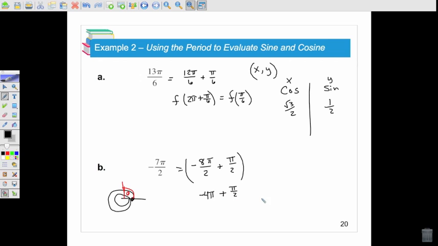So really all I have to ask myself is, because this doesn't matter anymore, because it just landed me at the initial side, what are the sine and cosine values at pi over 2? Well, that's actually one of the easiest ones. Cosine relates to the x, sine relates to the y. The cosine value is going to be 0, and the sine value, 1.